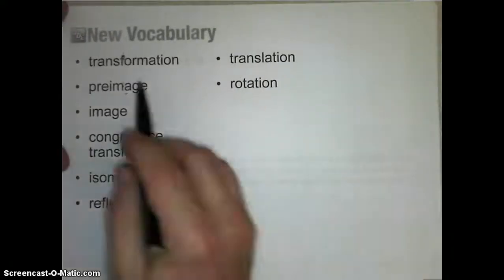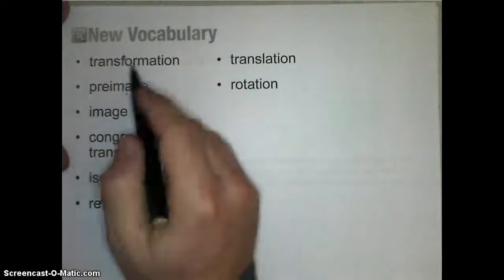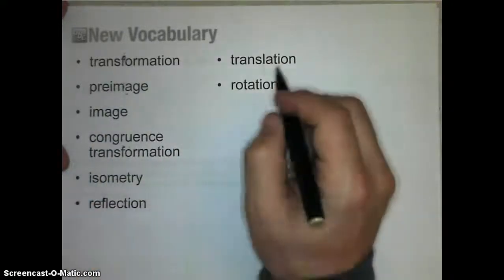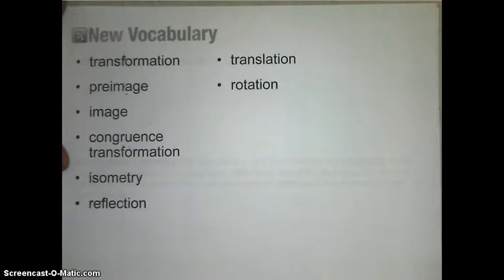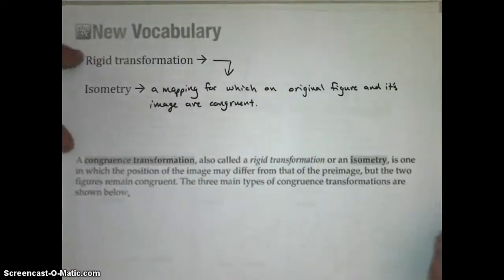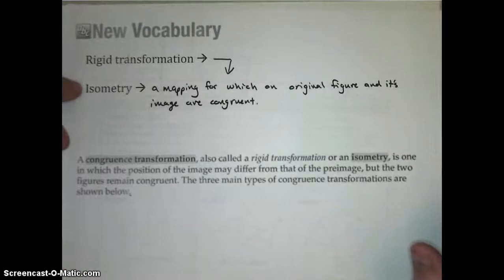The new vocabulary, we've got quite a bit in this lesson. We've got what a transformation, pre-image, and image are, congruence transformation, isometry, reflection, translation, and rotation. All right, let's take a look at some of our vocabulary. Now, rigid transformation really is just the same as what we call an isometry.